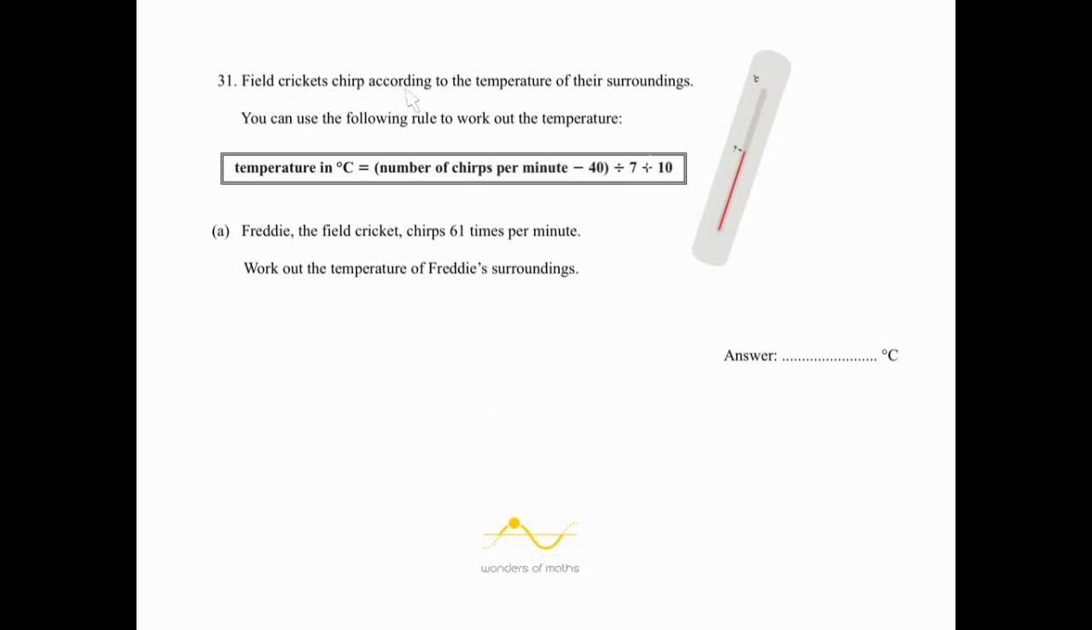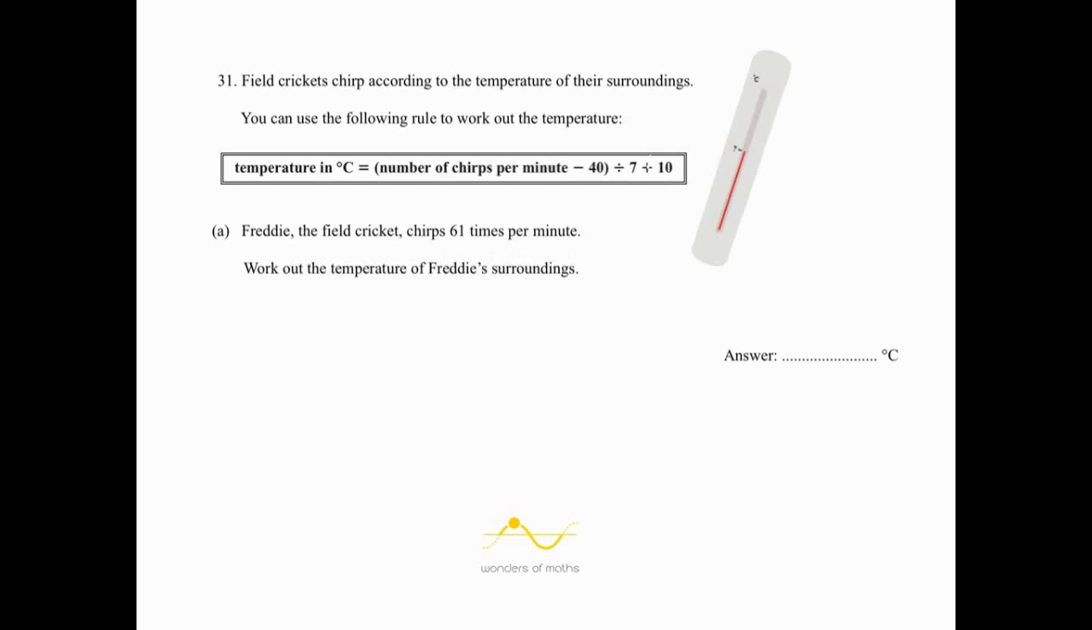Field crickets chirp according to the temperature of their surroundings. You can use the following rule to work out the temperature. Temperature in degrees Celsius is equal to the number of chirps per minute minus 40, divided by 7, plus 10. Freddie the field cricket chirps 61 times per minute. Work out the temperature of Freddie's surroundings.